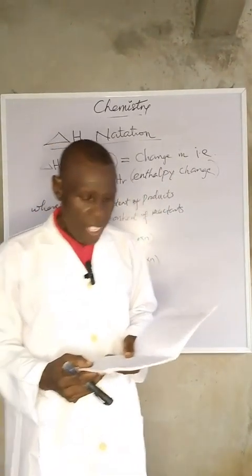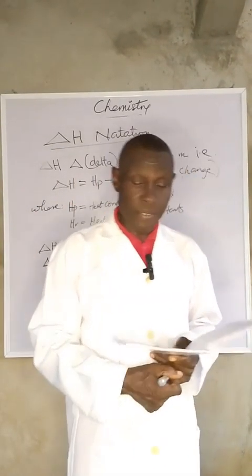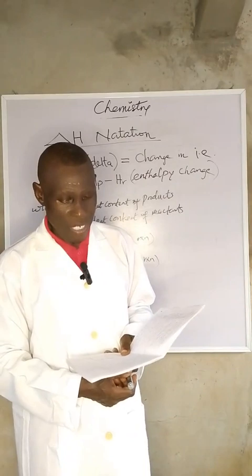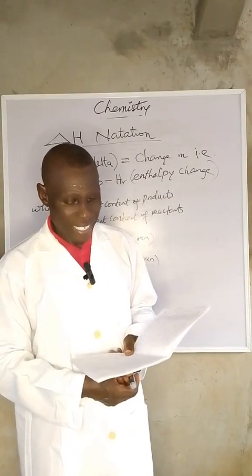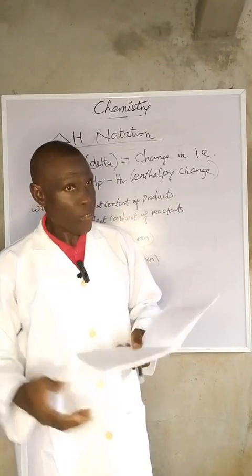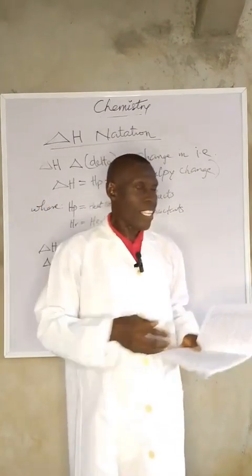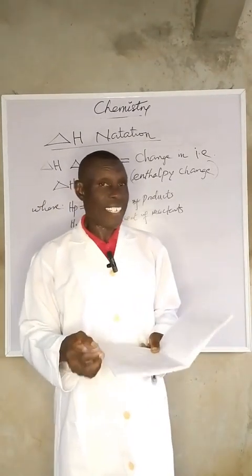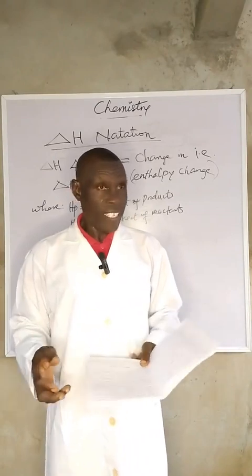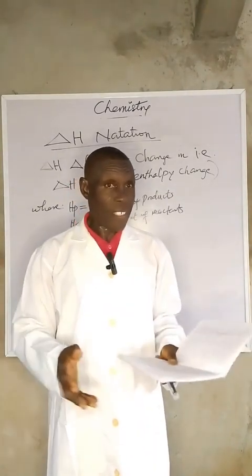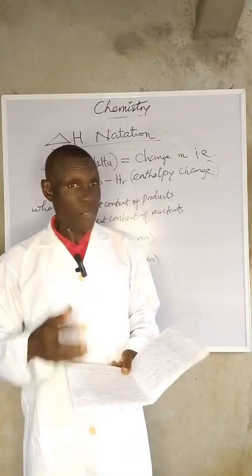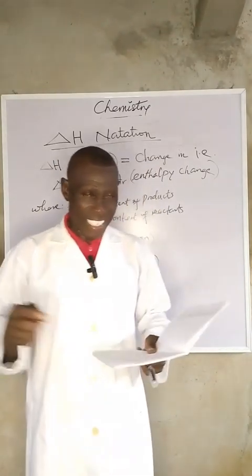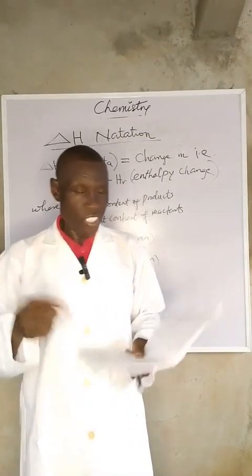Now, delta H is negative for an exothermic reaction because the heat content of the reactant is greater than that of the product. And I was discussing exothermic and endothermic reaction. I said when the heat content of the reactant is greater than that of the product, it is given out to the surrounding, and that makes it what? Called exothermic reaction.